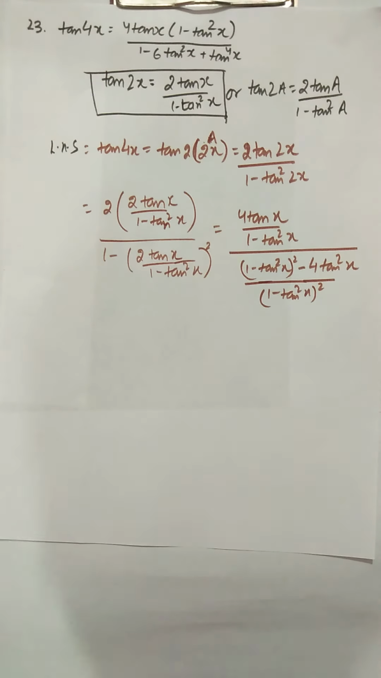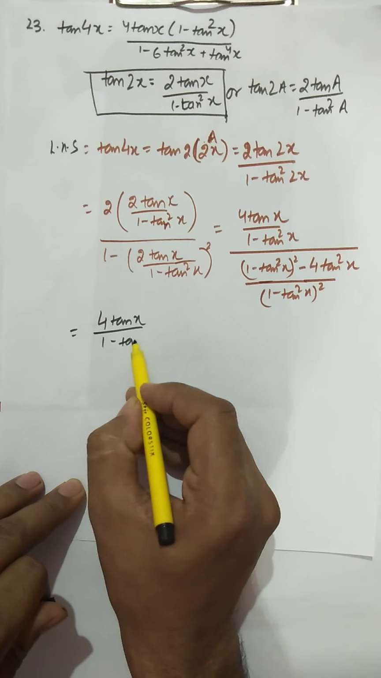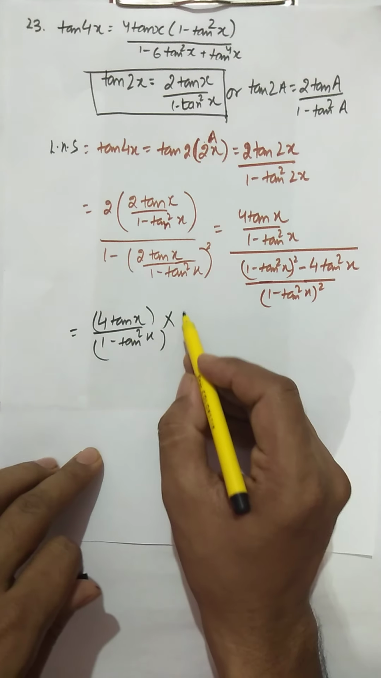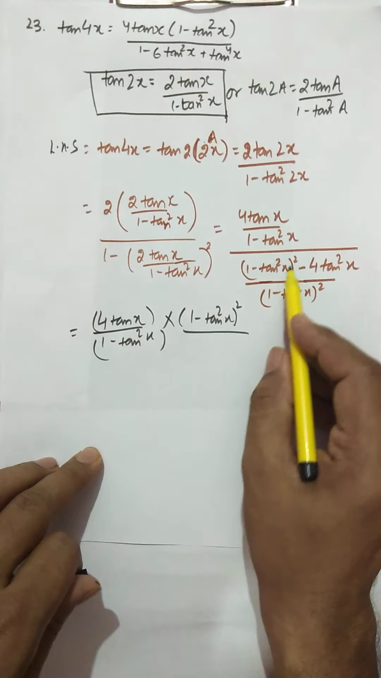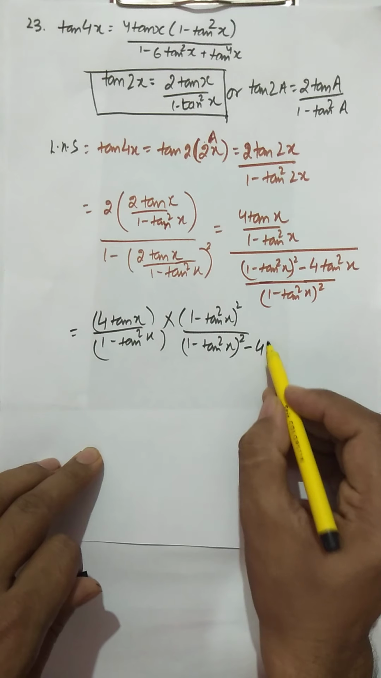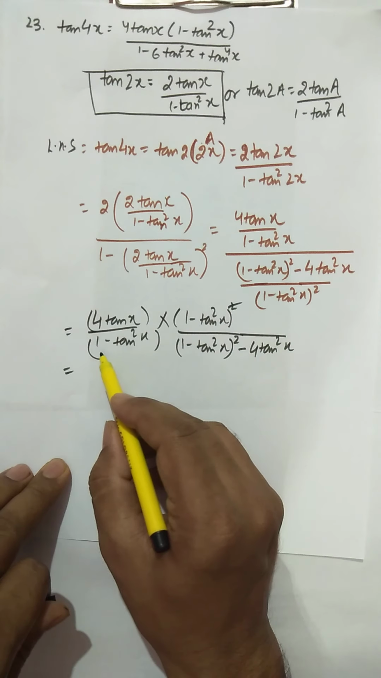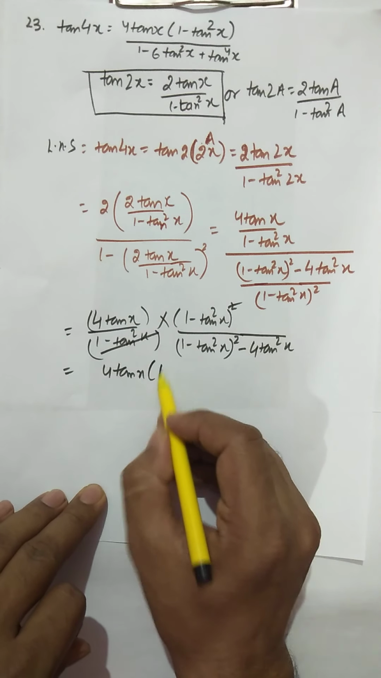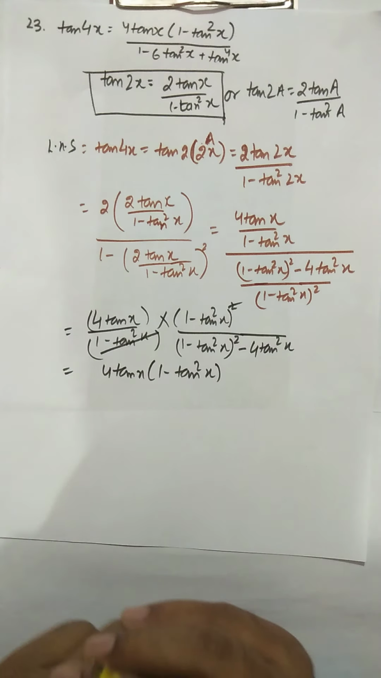So now we can write this as 4 tan x upon 1 minus tan square x, and now you can take the reciprocal. This will be (1 minus tan square x) whole square upon, you can open this bracket also, (1 minus tan square x) whole square minus 4 tan square x. So we simplify, this will be cancelled by this. So this is 4 tan x and this is 1 minus tan square x. Now you can see we have obtained our numerator of RHS.